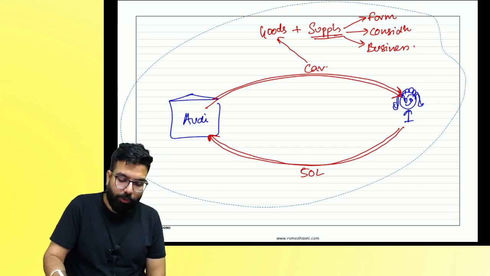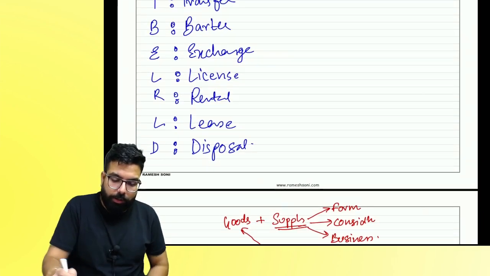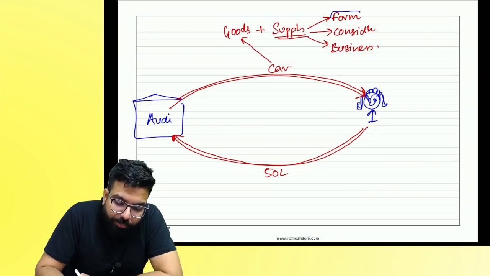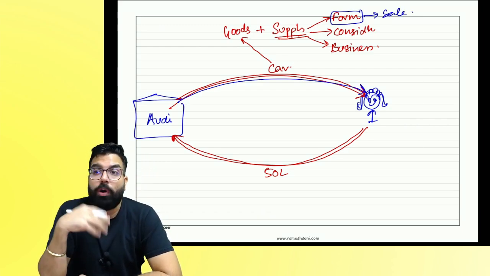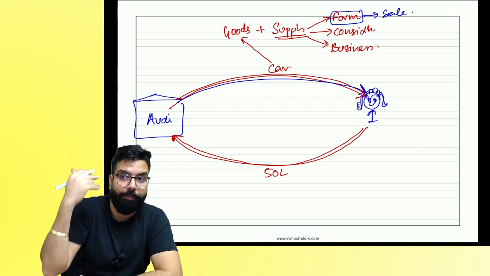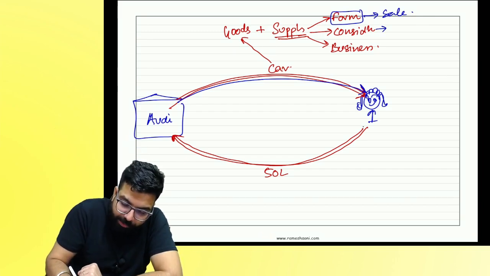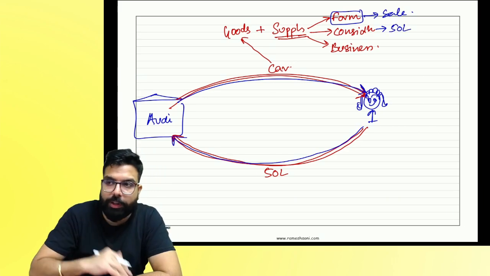Chalo, I will ask you one question. What kind of a form it is? When Audi gave a car, what kind of a form it is? It's a sale. Anyone, any doubt with this? From Audi's point of view, they have done a sale. Is there a consideration? Is Audi getting anything in return? Yes, 50 lakh. Consideration is also there.